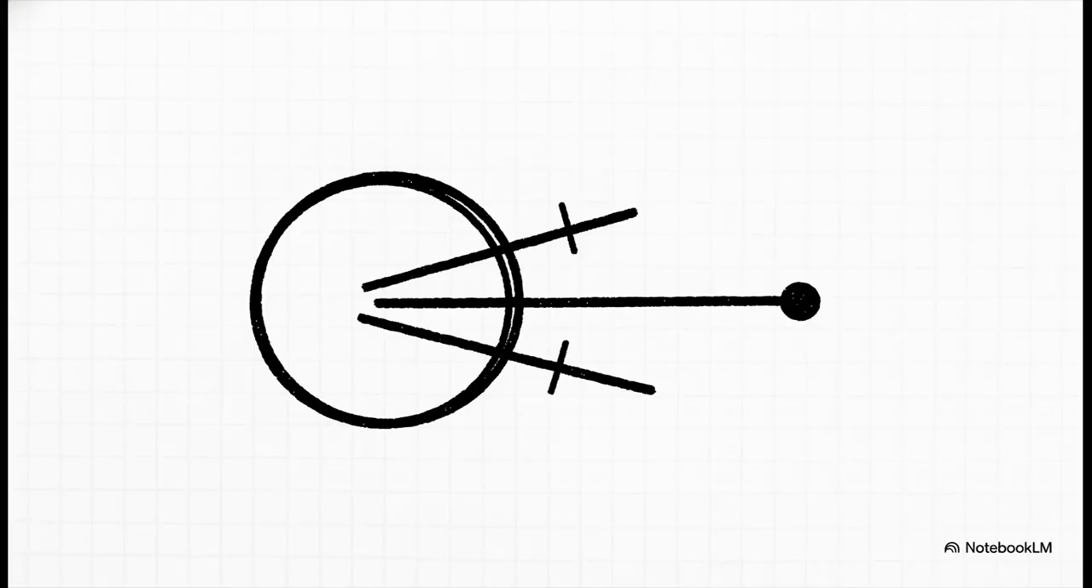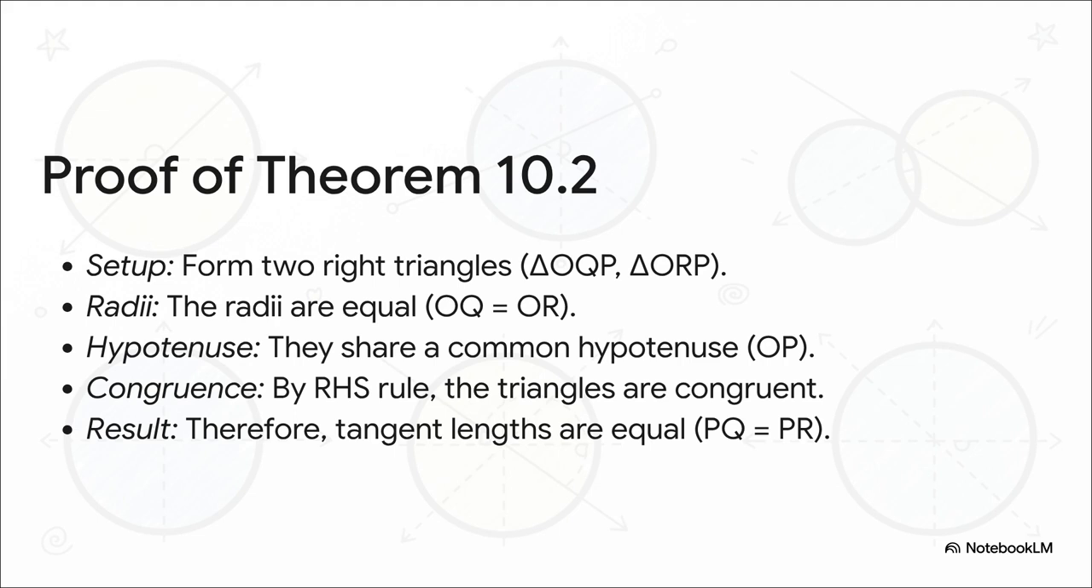Now, this brings us to our second powerhouse theorem. When you draw those 2 tangents from a point outside the circle, something really remarkable happens. The length of the tangent from that external point to the point of contact is exactly the same for both lines. They are always equal. So why are they equal? The proof for this is just so elegant.